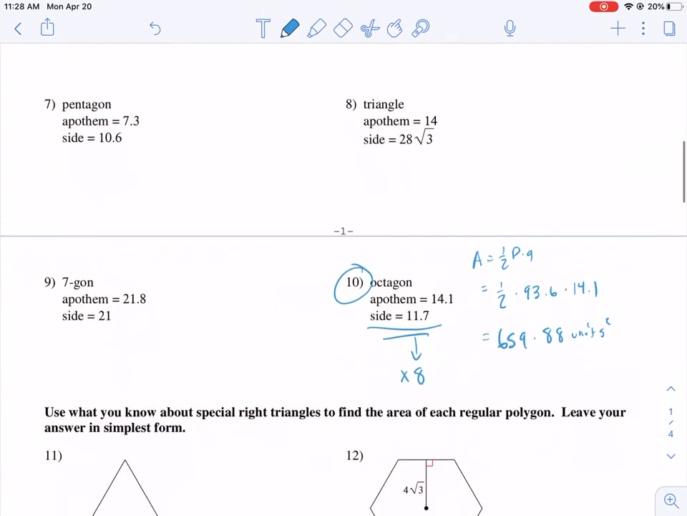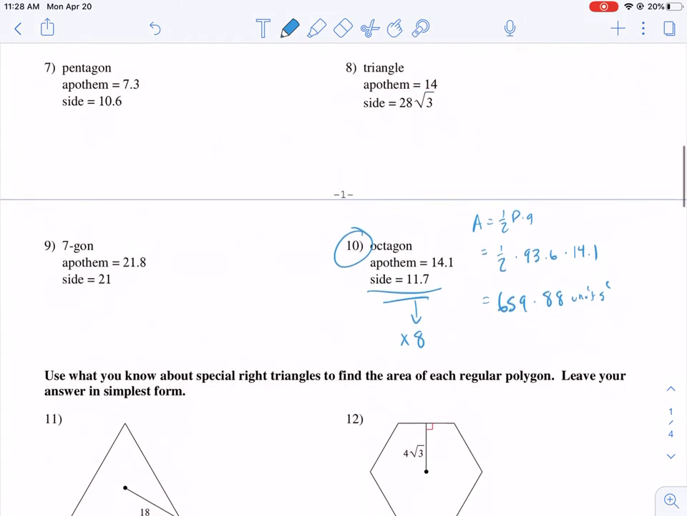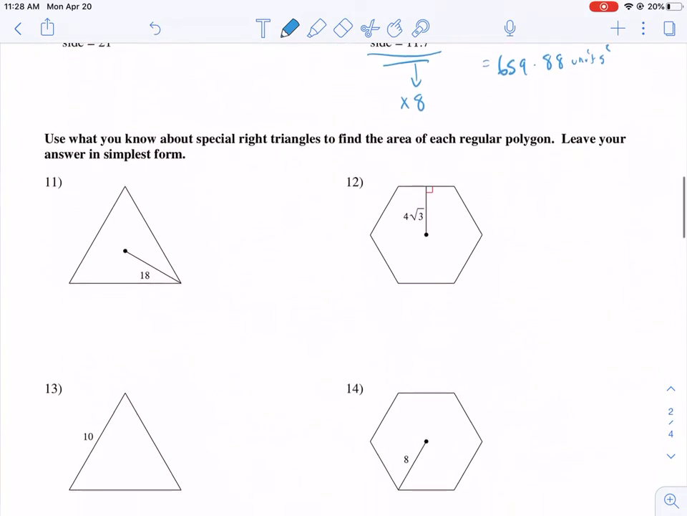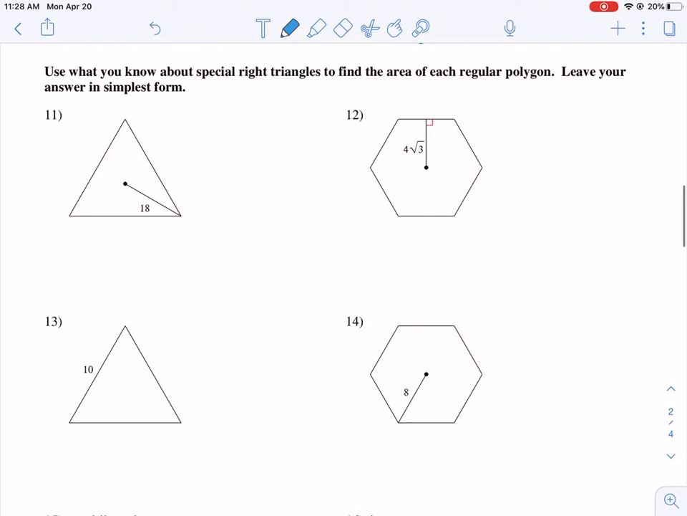So 7 through 10 are the same deal. They're pretty straightforward. Number 8, you're going to want to leave in terms of a radical. That's how I would ask for it to be expressed as a math teacher. Now we're moving on to some tougher problems. Use what you know about special right triangles to find the area of each regular polygon. Leave your answer in simplest form.